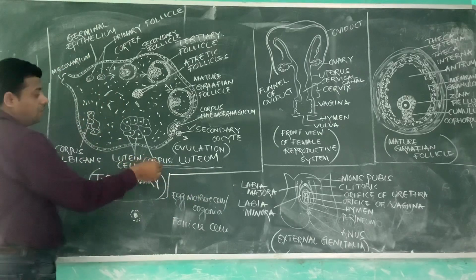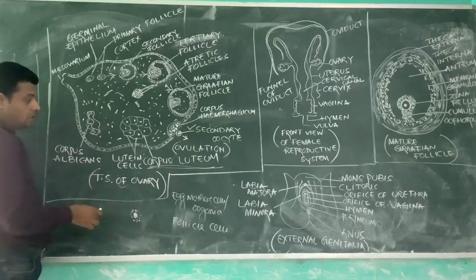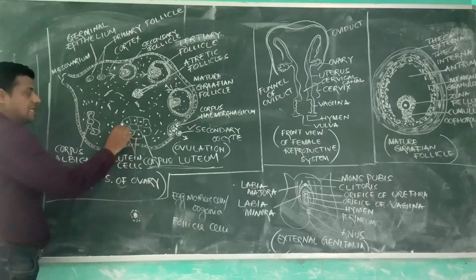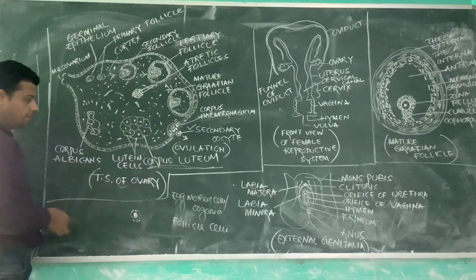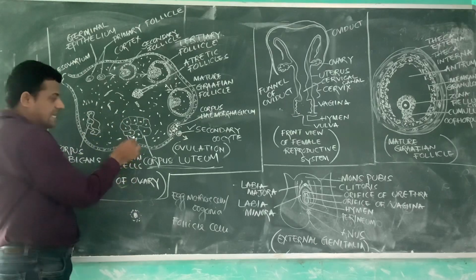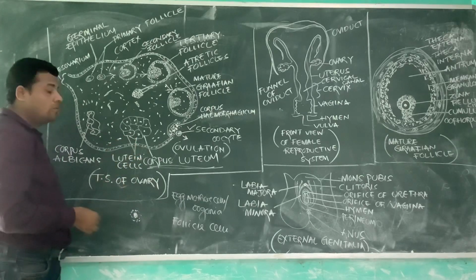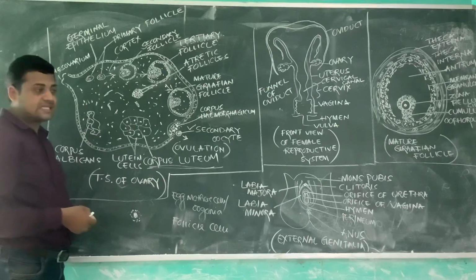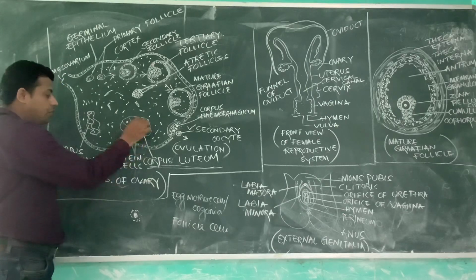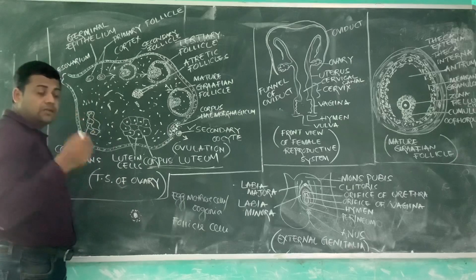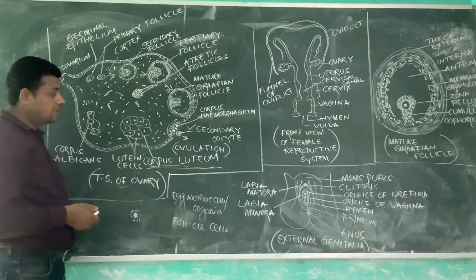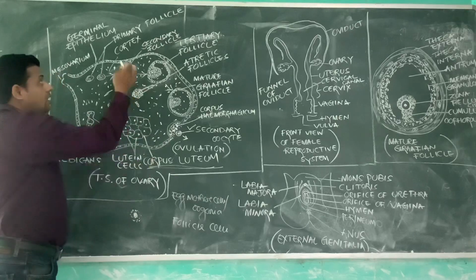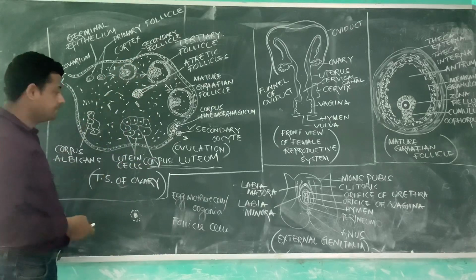Look at this diagram. This is the corpus luteum, which is formed of lutein cells, the cells which are arranged in a radial fashion. These cells secrete progesterone hormone. Progesterone is the female sex hormone produced by the lutein cells. Another female sex hormone called estrogen is also produced by corpus luteum along with the follicle cells.